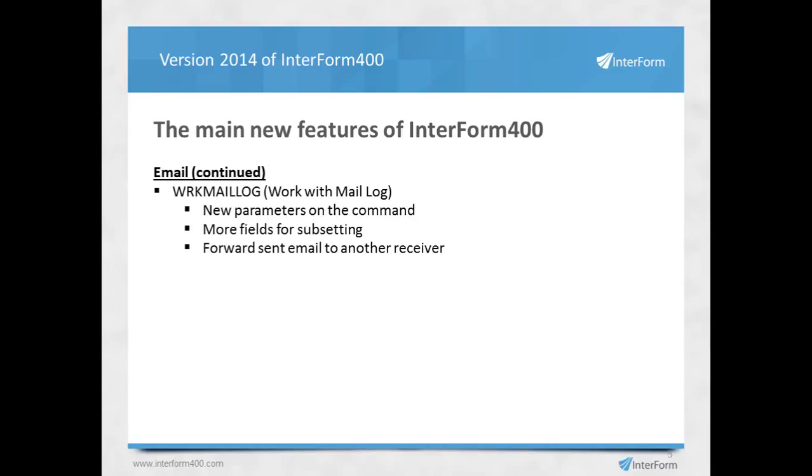Again, for emailing, we have the work mail log command, and we have added new parameters on the command, so customers that are using this command with user menus can now directly get the subset of their choice when they get in there. There are also more fields for subsetting the list of emails, so it's easier to search for a specific email, and we can even forward any email to a new receiver if, for instance, we found that we sent an email to the wrong person.